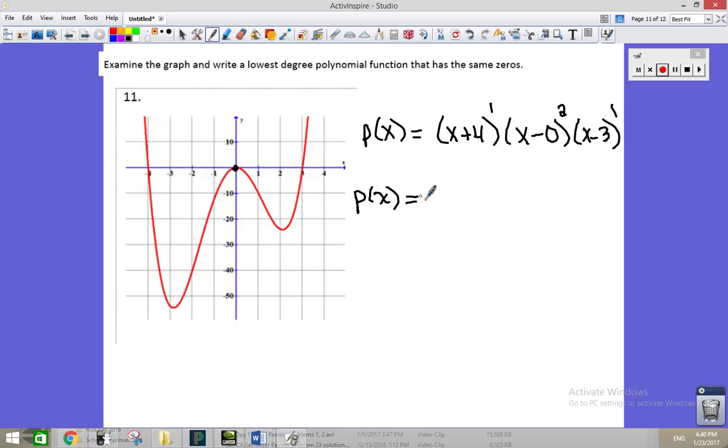So we're fortunate that we can pick any number that we want. If you want to pick your favorite number, maybe 10 is your favorite number, or maybe your jersey number is 24 or whatever. We've got x squared times x plus 4 times x minus 3. And there it is. There's my answer for this number 11.